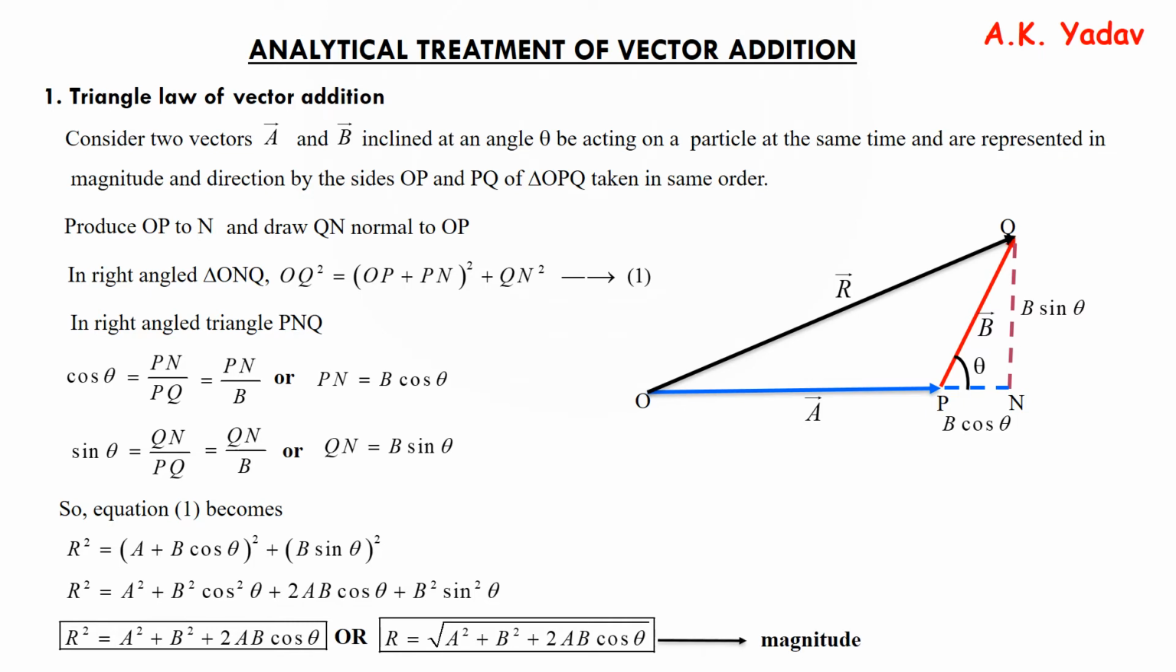Let's find out the direction. Let the resultant R make an angle beta with the direction of vector A. So what about tan beta? Tan beta is QN by ON, which is equal to B sine theta upon A plus B cos theta.